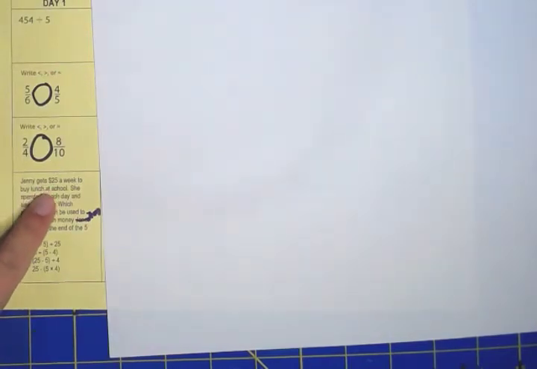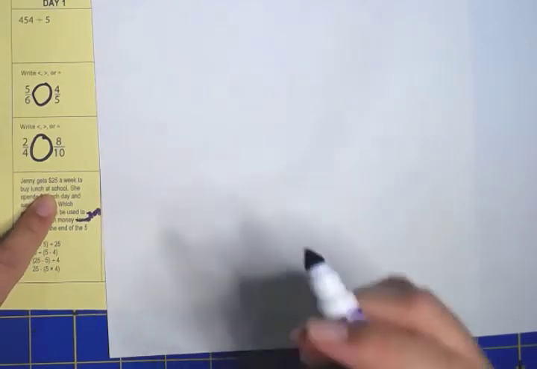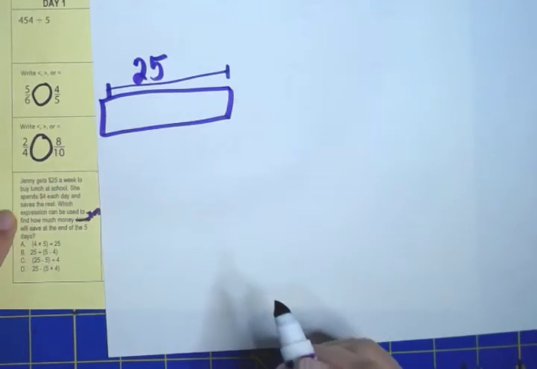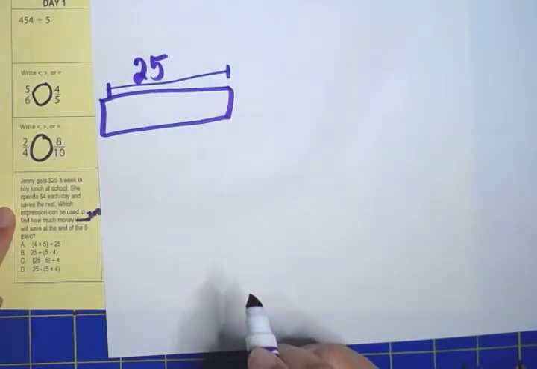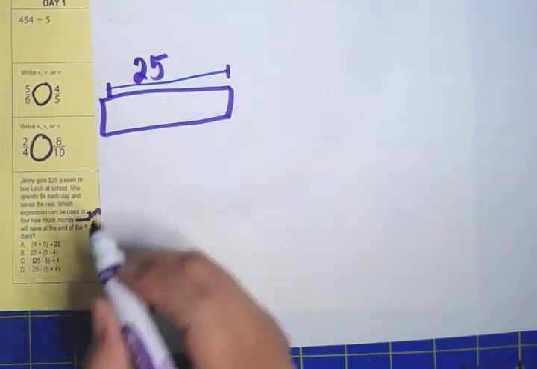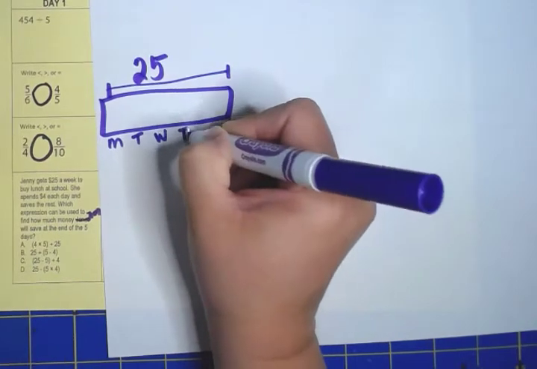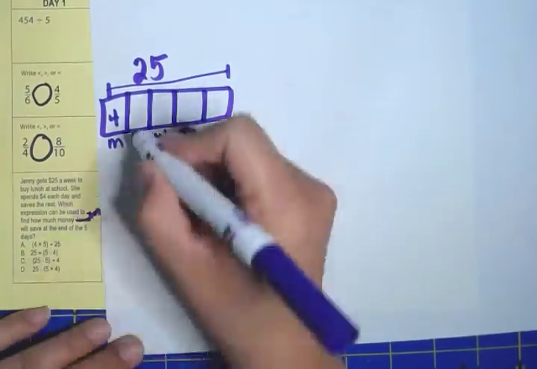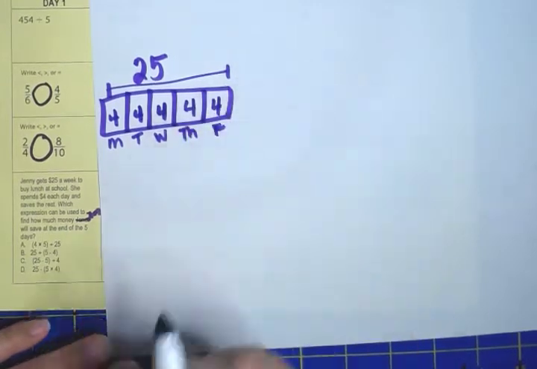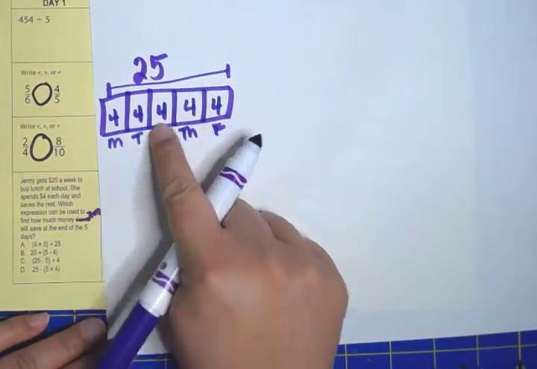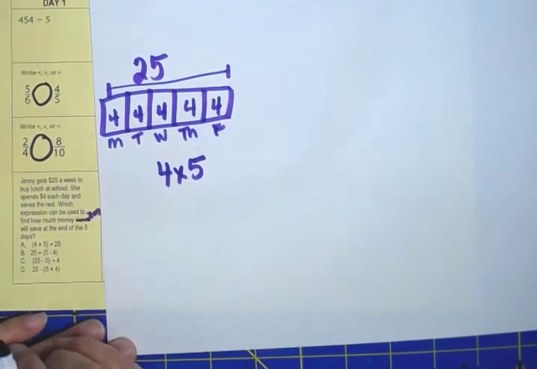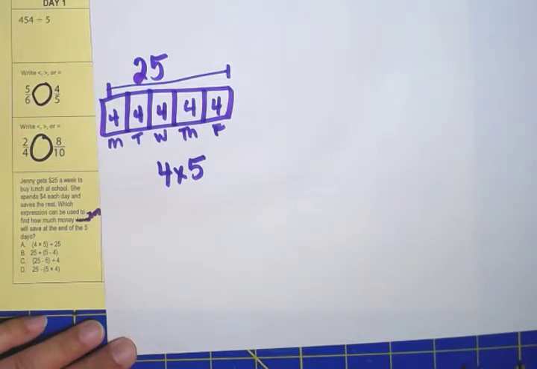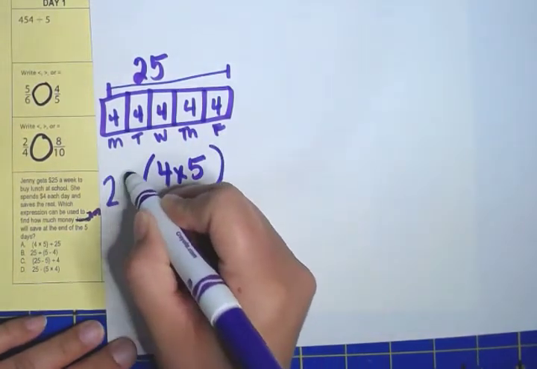So she gets $25 a week to buy lunch. So that's $25 a week that she gets for the whole week. And she spends $4 each day. So if she's buying lunch at school, she's going to school on Monday, Tuesday, Wednesday, Thursday, and Friday. So each day she is spending $4. So you have to think, okay, 4 times 5, and that will give me the amount of money she's spending. And then I have to subtract that from the amount of money she gets.